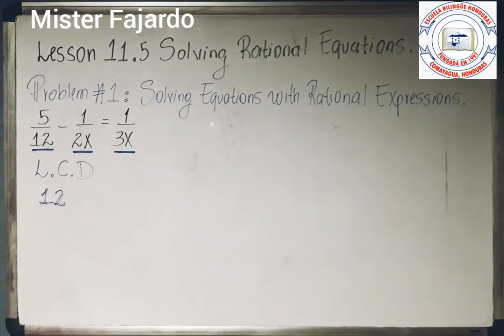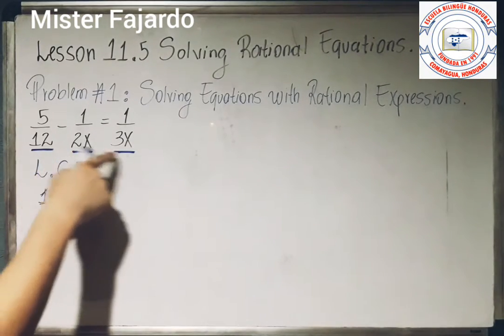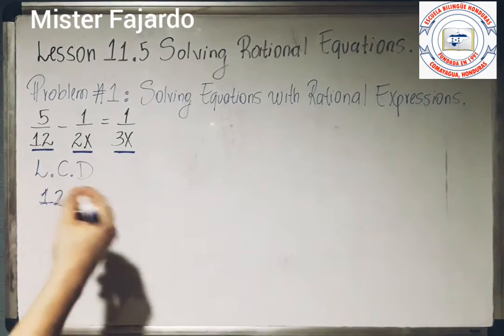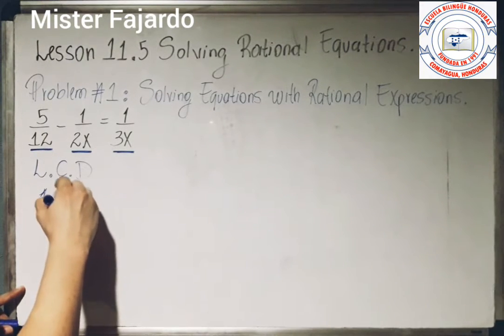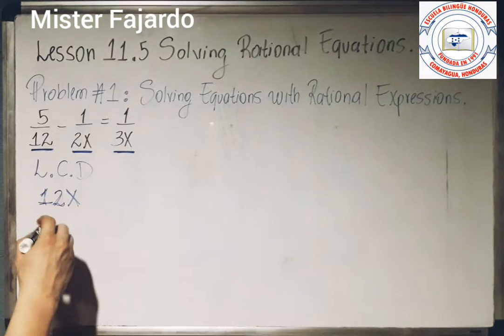And also you need to see the variables. In this case, this one doesn't have a variable, but this one has the variable x. You need to put the variable x also in the common denominator. Okay. When you already have your common denominator, you need to multiply all the terms of your equation by that common denominator. You're going to have something like that.